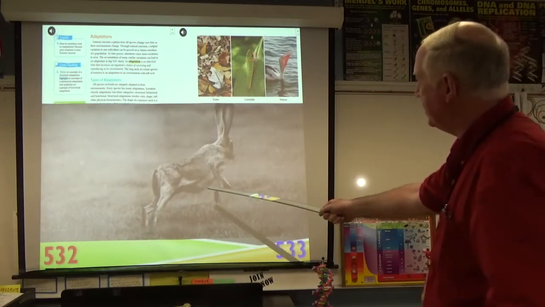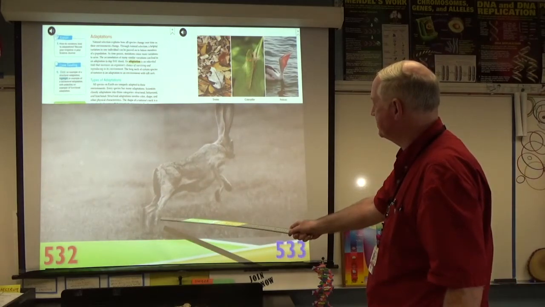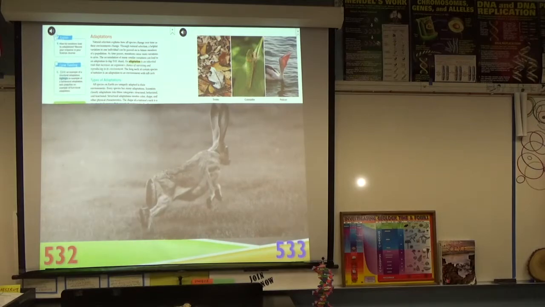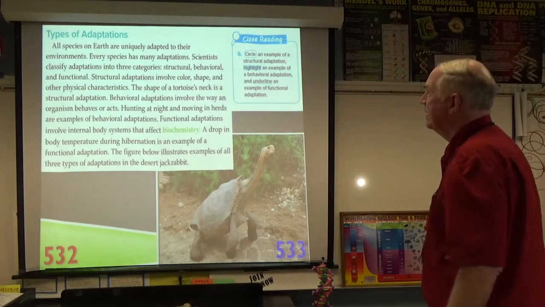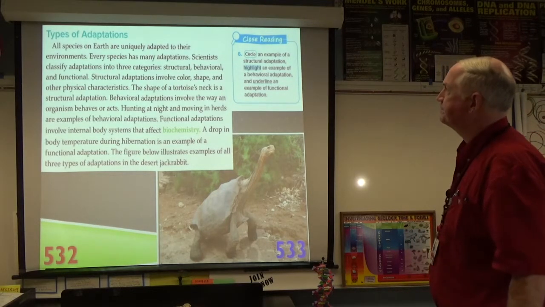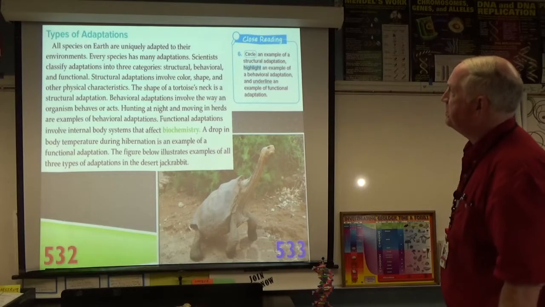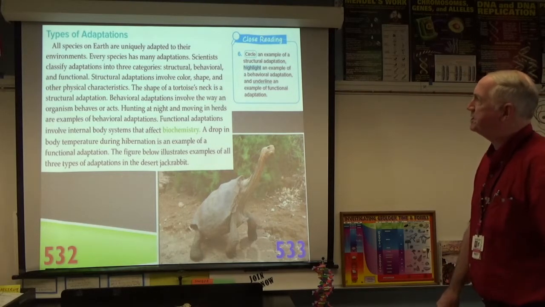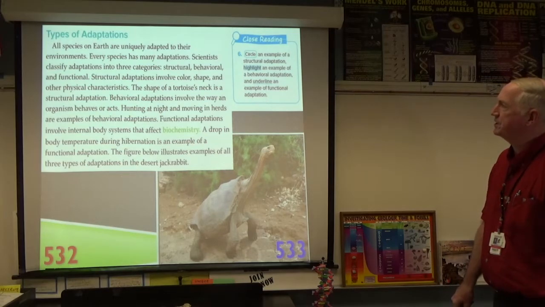Obviously, some pretty powerful legs for speed, and really enormous ears. You think that's just for hearing? Or there may be more to it than that. So, all species on Earth are uniquely adapted to their environments. Every species has many adaptations.